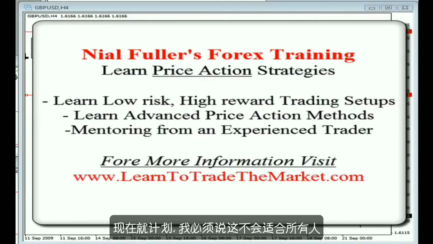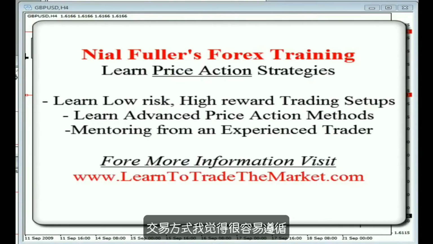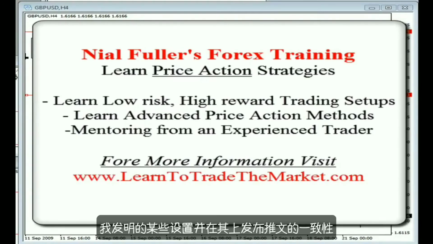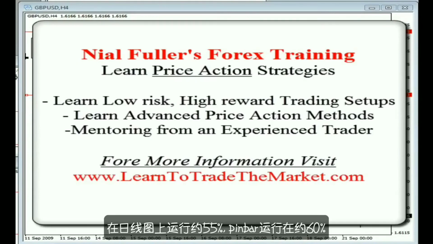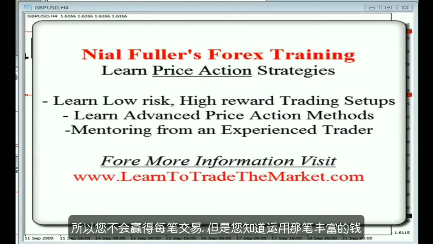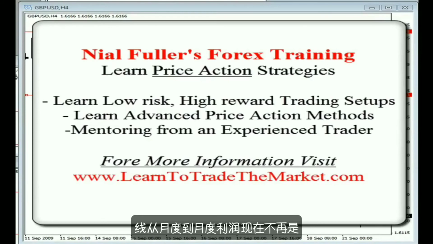Now, I must say that this is not going to be for everyone. Things in trading do require effort and ongoing study. Yes, this is a very simple trading approach. I find it very easy to follow. I find it quite amazing, the consistency of some of these setups that I've invented and tweaked. They certainly pay off, but not all of them. I think at the moment the fakey is running around 55% on the daily chart, and the pin bar is working at around 60%. So you're not going to be winning every trade, but applying that risk reward strategy that I've just talked about certainly helps get you over the line in terms of the month-to-month profit.